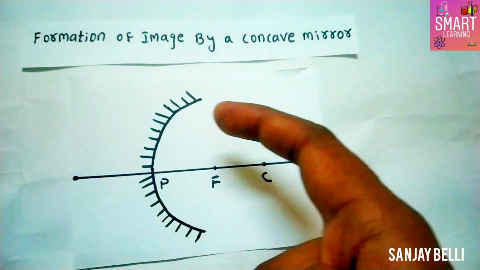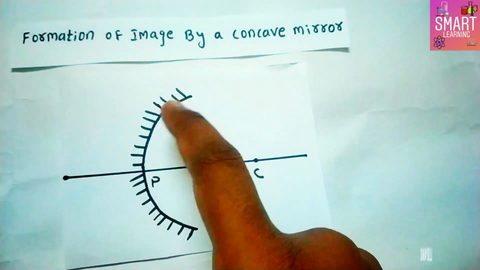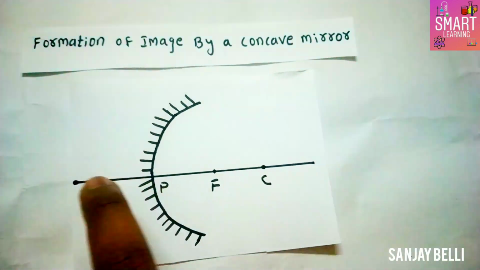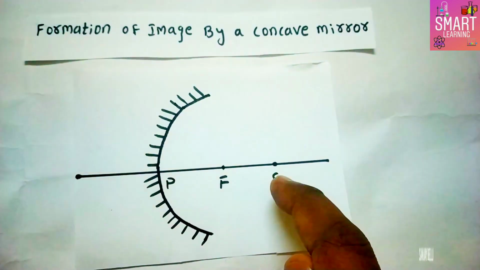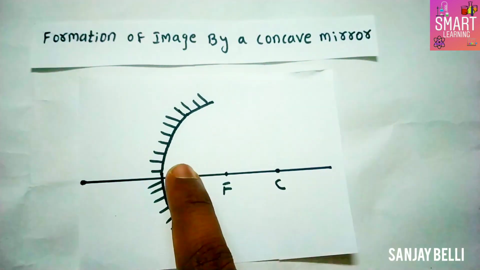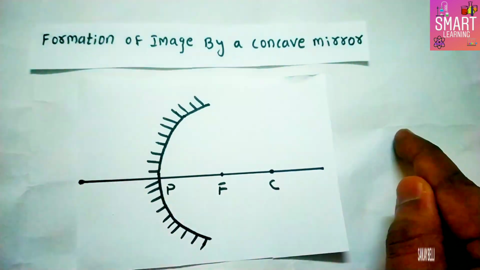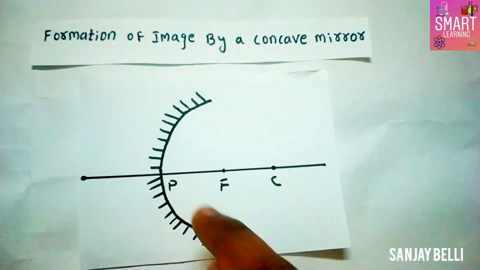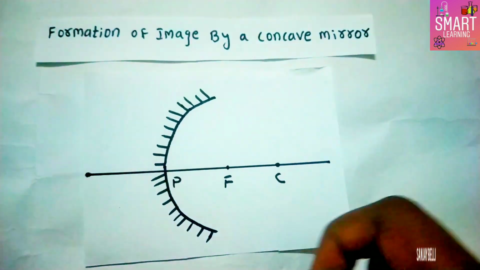That means when the light falls on the mirror, the light rays will be reflected. And here you can see the center of the mirror is the pole, and this line is the principal axis, where F is the focus and C is the center of curvature. Now for this concave mirror we have to place an object at different positions and find an image. So what are the possible cases where we can place an object for the concave mirror?